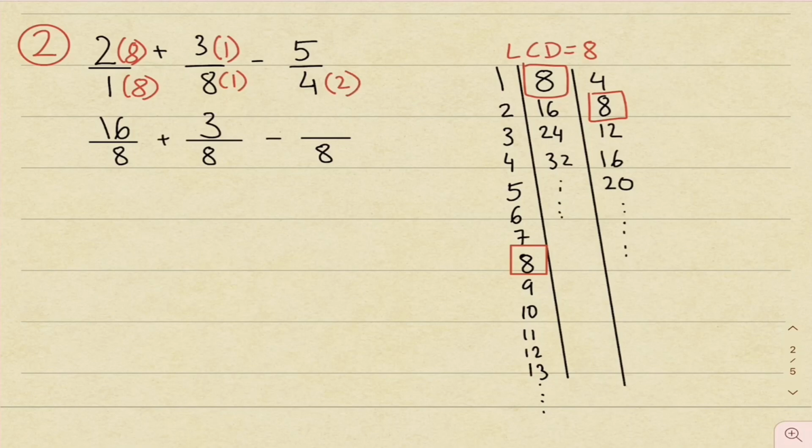And if you multiply the bottom, you multiply the top as well. Now 4 times 2 is 8. 5 times 2 is 10. So now I'm done with step 2. I rewrote each fraction with the LCD of 8.